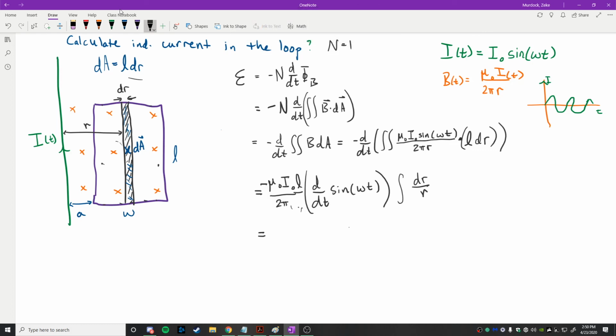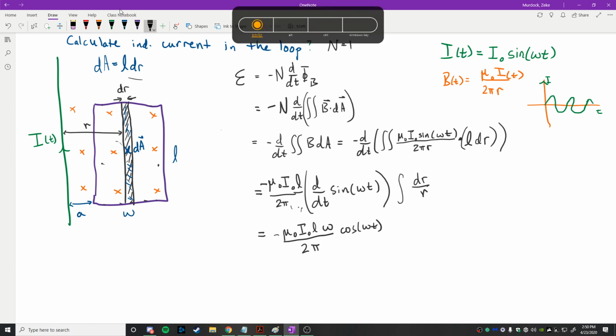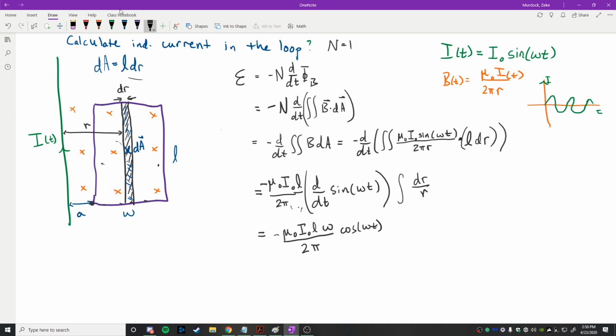So what do we have left? We have our negative sign, mu naught, I naught, L. When I take the time derivative of this, I'm going to get an omega from the chain rule. The derivative of sine is cosine. I want to do this integral, but I need limits. The limits are going to be from a to a plus w. So this is going to be the lower limit, that's a, and this point right here would be a plus w. So this integral is going to go from a to a plus w, and that integral is going to be the natural log of (a plus w) divided by a.